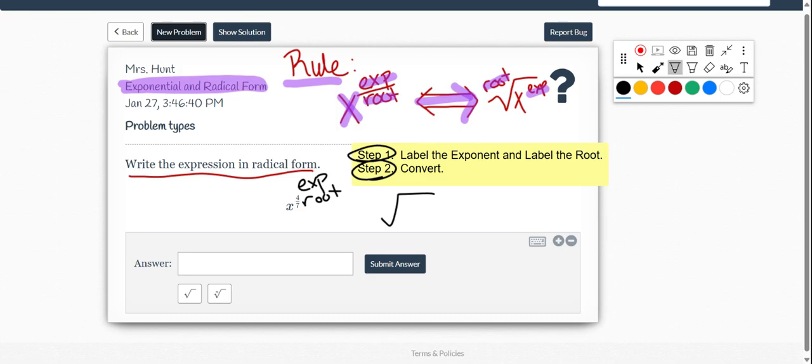Make a radical symbol. If you're going to radical form, it's best to make a radical symbol. It might jog your memory as to what comes next. The base was x, so that goes on the inside. We labeled the numerator exponent, and that was 4. We labeled the denominator root, and the root always goes right there. And that was 7. So that's it, we're done. X to the 4/7 is equivalent to the 7th root of x to the 4th. I want to look at one more that's like that.